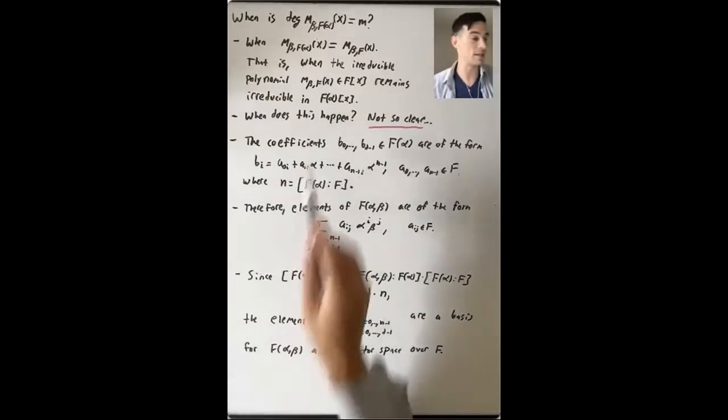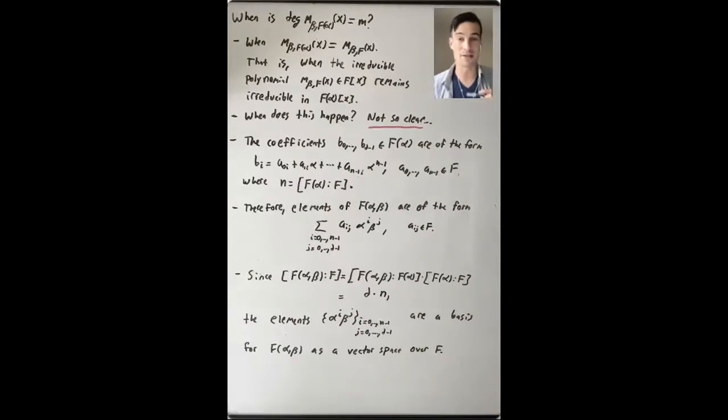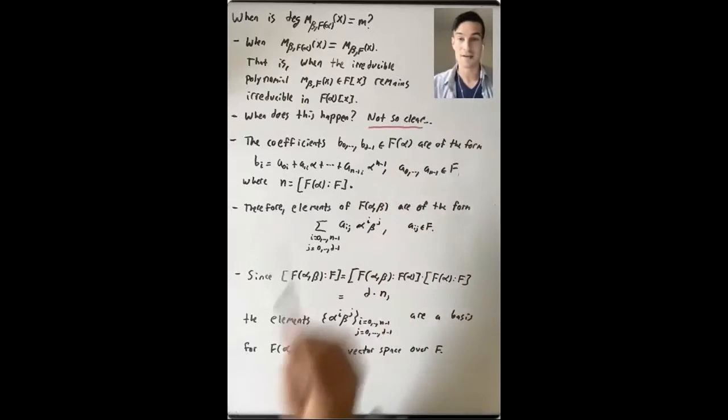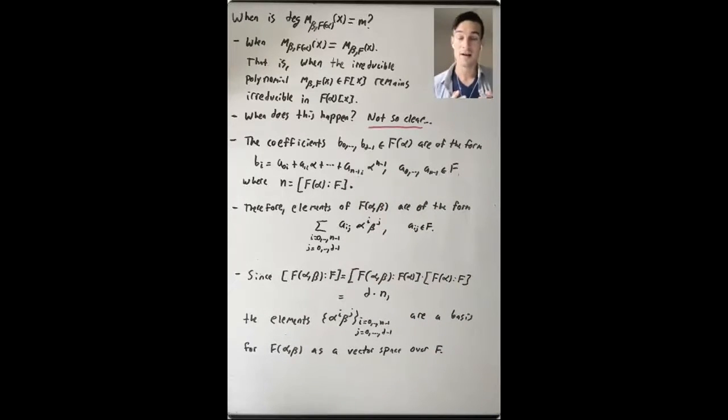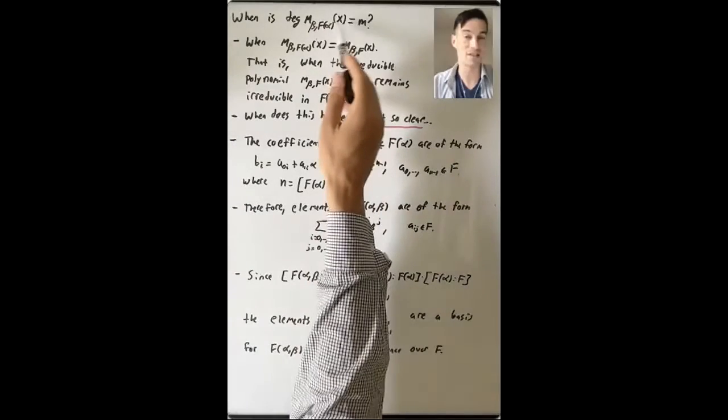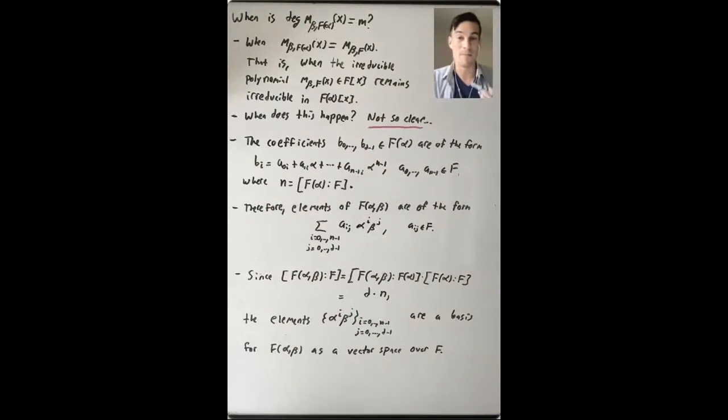So you could ask, okay, when does this happen? And this is really not so clear. The point that I'm making is that figuring out the degree of the extension F adjoin alpha and beta over the extension F adjoin alpha is not so easy if all you have at the start is the degree of beta over F. This is kind of a subtle issue, and it's not always obvious how to compute this thing.